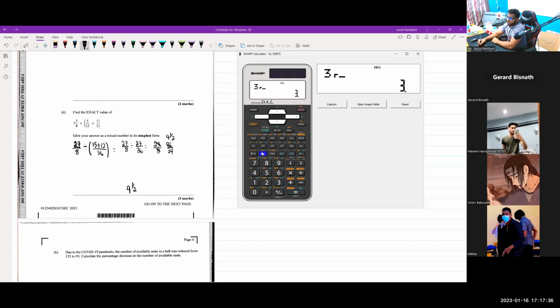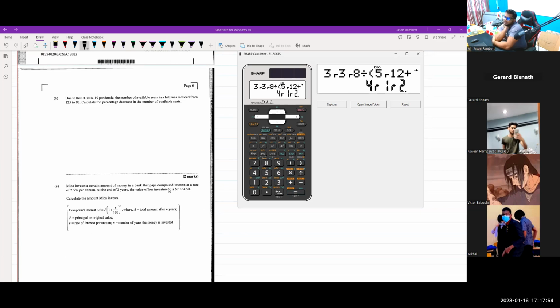3 and 3/8 divided by, you could always check it back on the calculator. 5 over 12 plus 1 over 3, 4.5. So you got it.